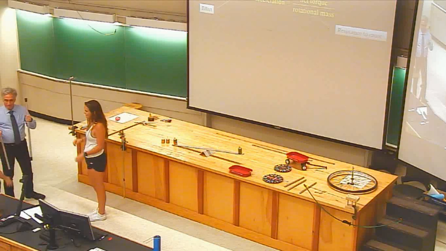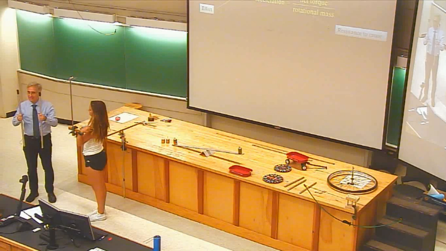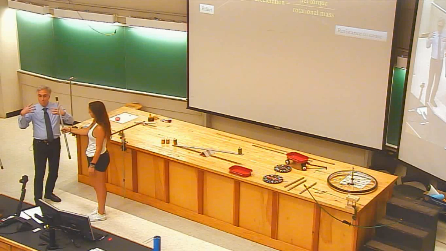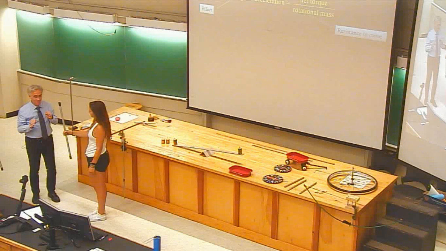Patty, and your name is? Sydney. Okay. So I'm going to give one of these bars to each of you, and you hold it in the middle, which will be the pivot, and when I tell you to start, I want you to basically measure their rotational mass by rotationally shaking them, twist them back and forth as fast as you can. Okay? Ready? Get set? Go.